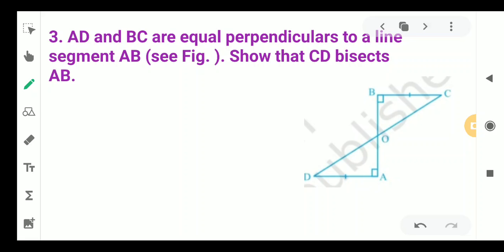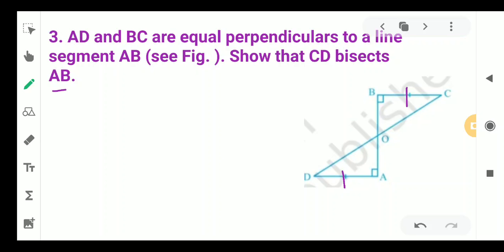Moving on to the third question. AD and BC are equal perpendiculars to a line segment AB. So this is AD and BC. We can see that AD and BC are the two perpendiculars on the AB, and it is given that they are equal. Now we have to show that CD bisects AB.